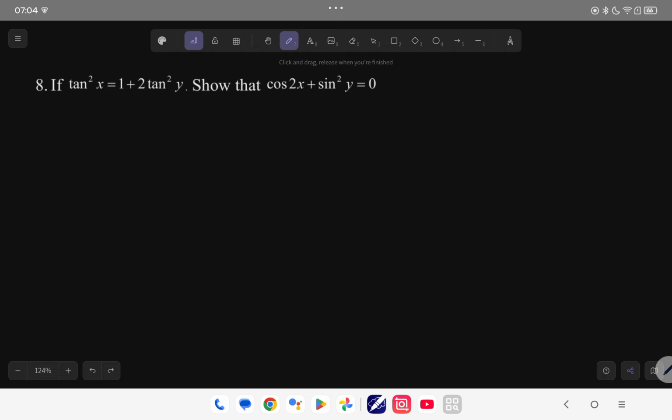So we have tan squared x is equal to 1 plus 2 tan squared y. We want to make sure that this tan squared x translates into a double angle, cos 2x, and the y has remained the singular angle.